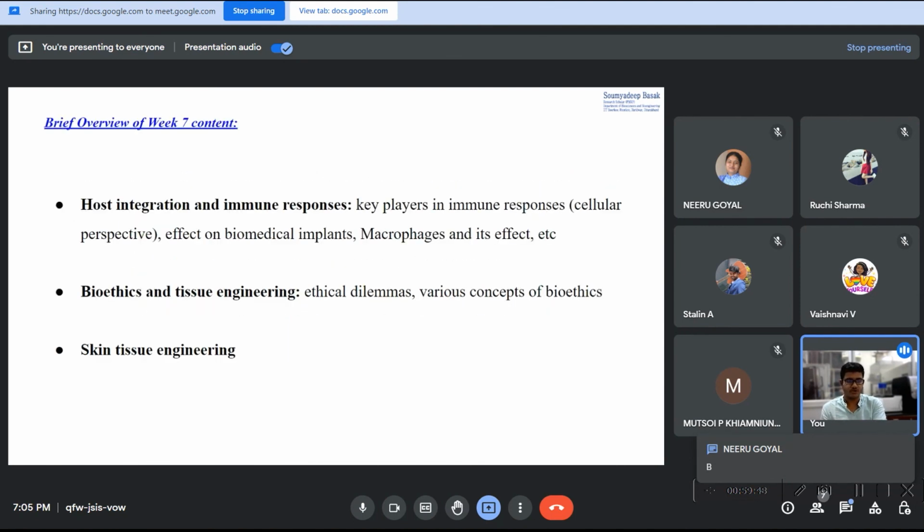Week 7 we have talked about host integration, immune responses and bioethics in tissue engineering, like how bioethics creates various ethical dilemmas with tissue engineering, right? Various immune responses, very important. Adaptive immune responses, innate immune responses, what are the cells involved, how the cells properties change, right? Multinucleated cells, how they are important. And skin tissue engineering we have also talked about, right? What are the various approaches for skin tissue engineering? So we talked about this.